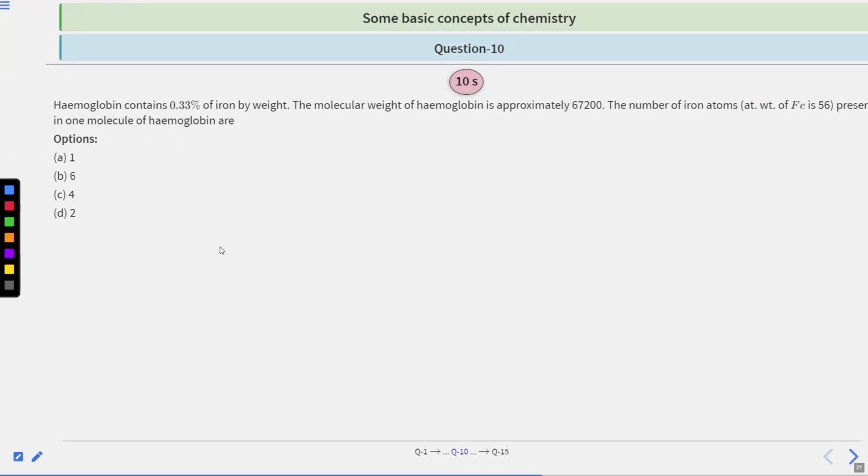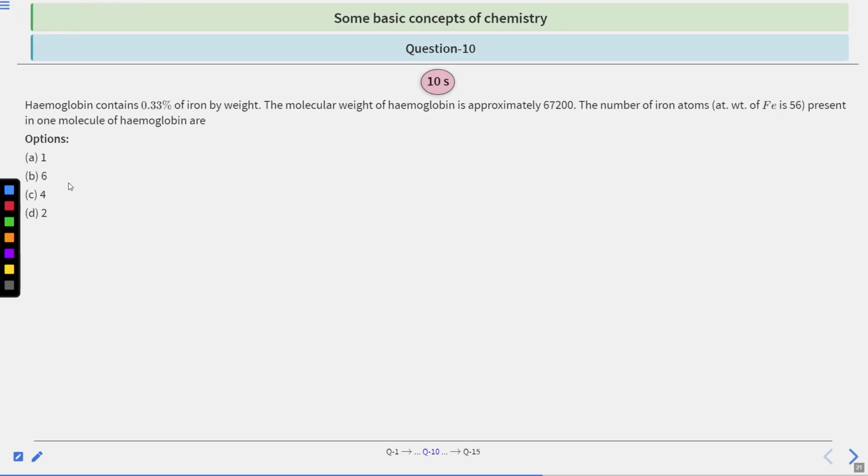Moving on to the next question, that is question number 10. Hemoglobin contains 0.33% of iron by weight. The molecular weight of hemoglobin is approximately 67,200. The number of iron atoms present in one molecule of hemoglobin is, and we are given the atomic weight of iron as 56. So the options are 1, 6, 4 and 2. You have 10 seconds to solve this question by yourself. After that, we will see the answer.